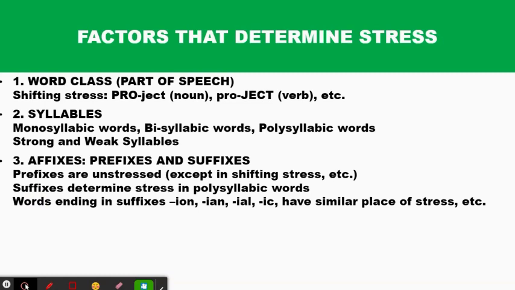Then we have another factor that determines stress: affixes. Affixes are those parts that make up a word. They are basically prefixes and suffixes. Prefixes are unstressed except in shifting stress. Suffixes determine stress in polysyllabic words. For example, words ending in suffixes like ion, ian, ial, ic have similar places of stress. As we look at specific examples, we shall be looking at how these various factors determine stress.